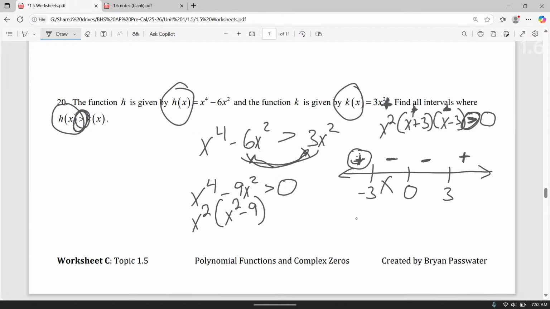So everything's greater than 0 from negative infinity to negative 3. And that one's a parenthesis because it's not equal to. And it's also from 3 to infinity.